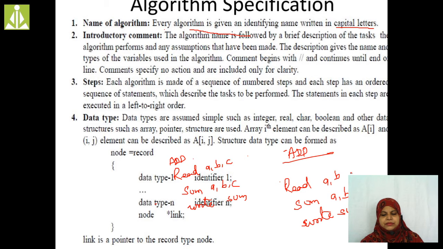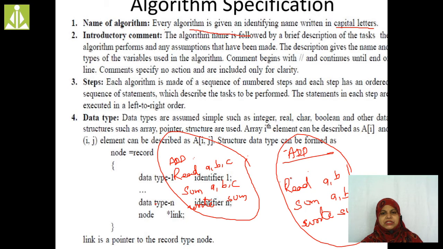This algorithm is the right one for addition of two numbers, and this algorithm is the right one for addition of three numbers. Then how is the user going to recognize which one is the addition of two numbers and which one is the addition of three numbers? For this case, we use some comment lines. How do we write the comment line? Two forward slashes, then sum of two numbers. In the other case, we write sum of three numbers.